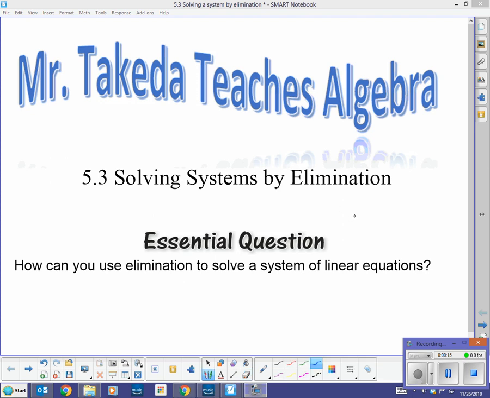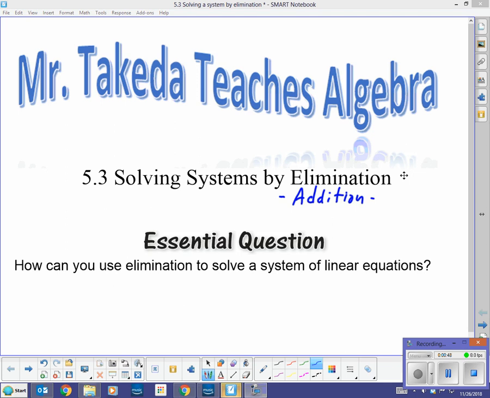This is lesson 5.3 on solving systems of equations by elimination. The book calls this the elimination method. I will sometimes refer to this as the addition method because we'll actually be adding here. You'll see in this demonstration, as we do these problems, why I call it the addition method. The old book we used to use a long time ago called it the addition method, so I'm used to that.